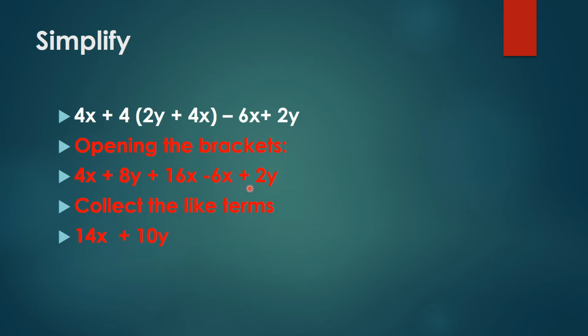I have x's and y. So let me start with x. 4x plus 16x, I'm adding because of this sign here. So 4x plus 16x, again minus 6x, that is 20x minus 6x, which is 14x, and I'm done with x. Then I write this sign which is here, which is plus. So let me collect the like terms, that is y. It is 8y plus 2y. So 8y plus 2y is 10y, and your final answer in this question is 14x plus 10y.